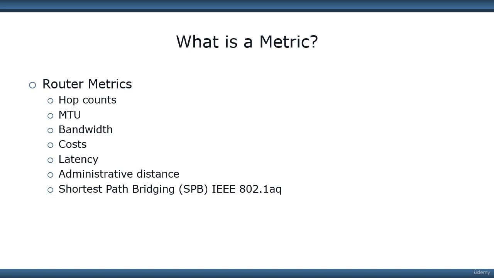Before we get into those, let's talk about a metric. What is a metric? Well, there are multiple router metrics, but a router metric in general is just the way that the router will decide one route over another. If it's got a packet and there's more than one path that it could take, how is it going to decide? A real simple way is hop counts.